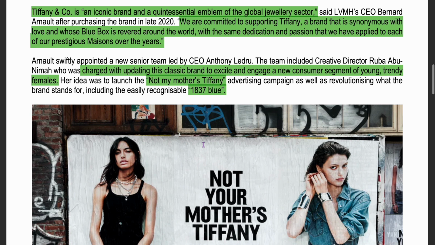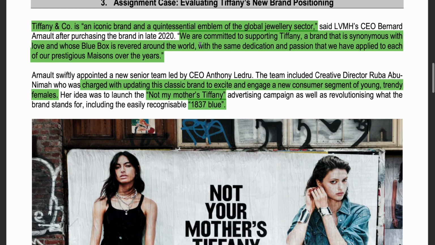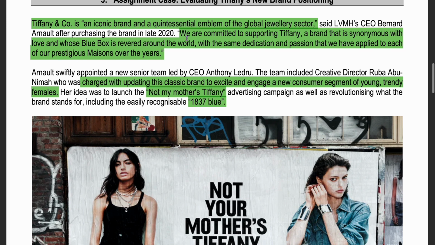But this is the project, so let us go through it in general. Tiffany and Co is an iconic brand and a quintessential emblem of the global jewelry sector, which is very true. The CEO says we are committed to supporting Tiffany, a brand that is synonymous with love and whose blue box is revered around the world. So everybody loves this brand.